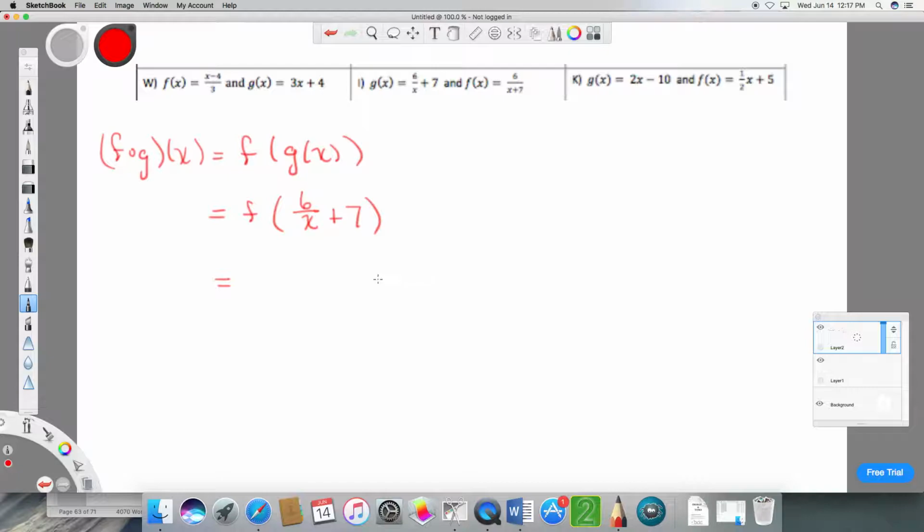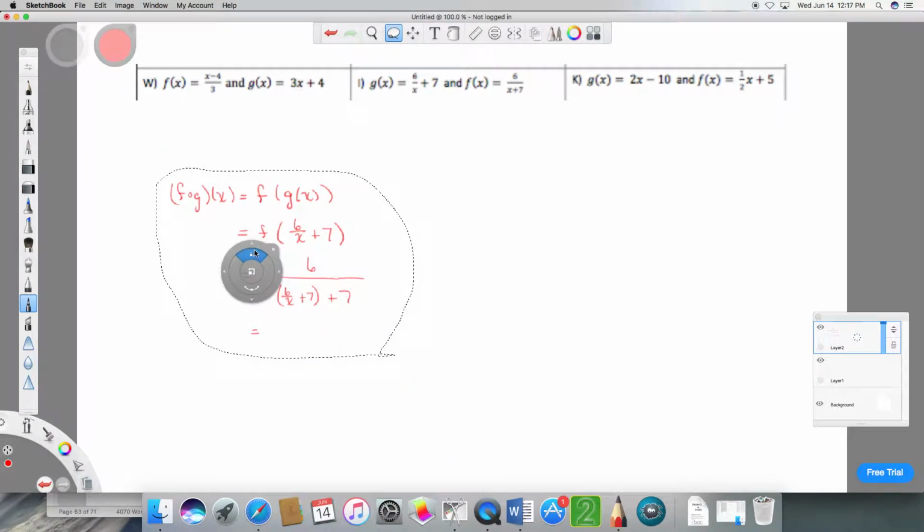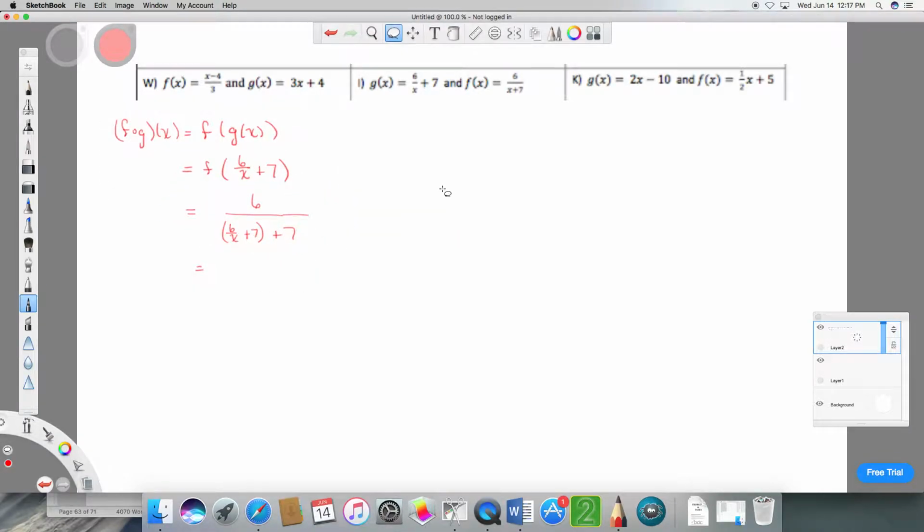F is a ratio where the numerator is always 6, and the denominator has 2 terms, where the first term is the input and the second term is plus 7. So our input is 6 over x plus 7. So what do we have here? We have 6 over x plus 14.